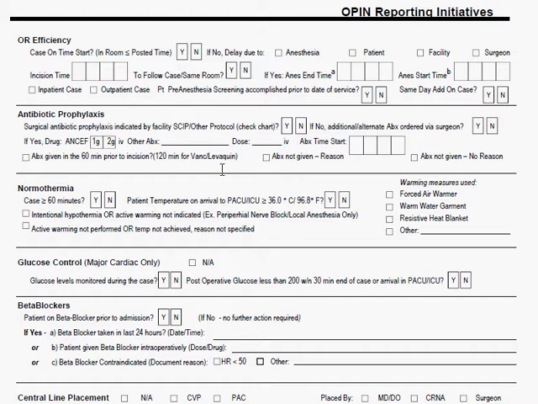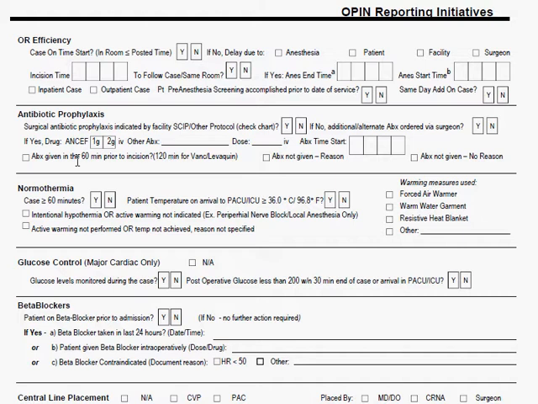If your facility has those, you'll know that, and you just need to answer yes or no. Even if it wasn't required by some protocol, did the surgeon order any additional prophylactic antibiotics, yes or no? If yes to either of these two questions, we need you to tell us what drug and dose and at what time you gave it.